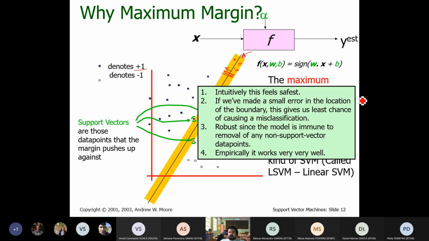So if we made a small error in the location of the boundary, this gives us the least chance of causing a misclassification. Moreover, it's robust, since the model is immune to any non-support vector removal, as I showed you on the previous slide. And in practice, it works very well.